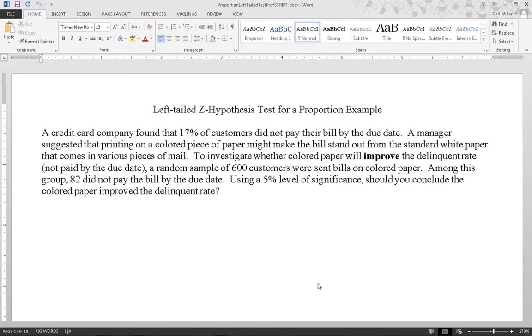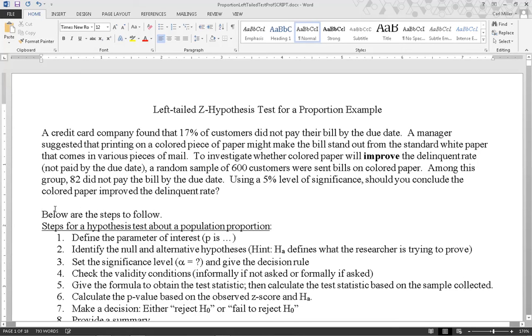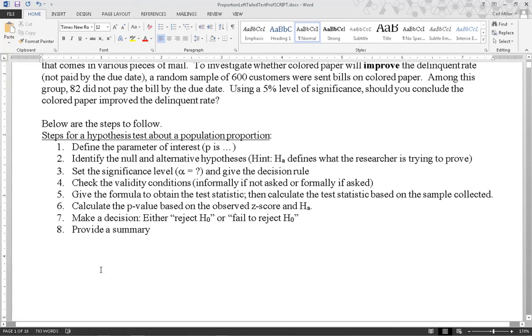To investigate whether colored paper will improve the delinquent rate, not paid by the due date, a random sample of 600 customers were sent bills on colored paper. Among this group, 82 did not pay the bill by the due date. Using a 5% level of significance, should you conclude the colored paper improved the delinquent rate? Below are the steps to follow.